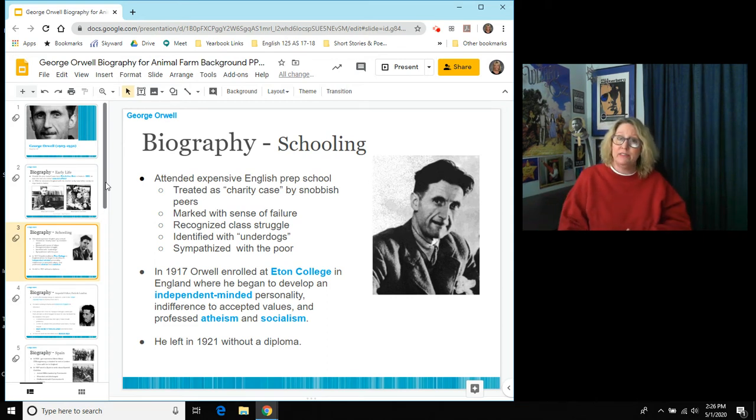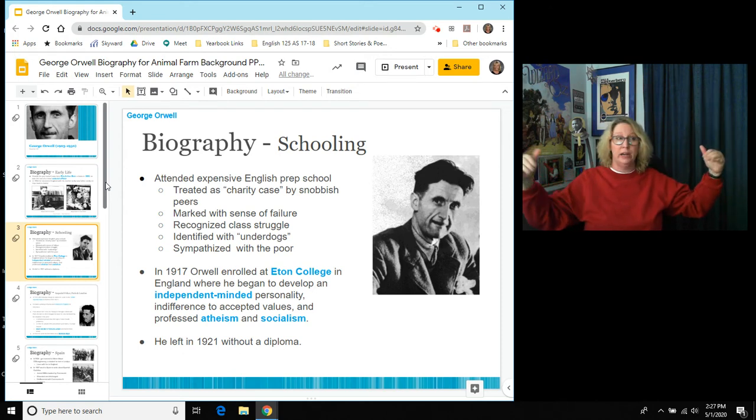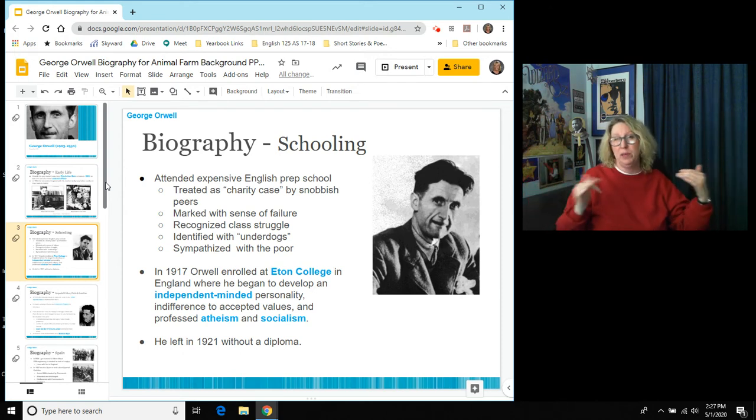Now, in 1917, he enrolled in a college called Eton College. It's in England, and that's where he began to become very independent. He didn't really accept class values, and he even professed atheism, which means you don't believe in God, and socialism, which means you believe in caring about all people equally, kind of giving everybody care instead of people having to struggle. Maybe we work together collectively. So again, that's going to be important to your understanding of the novel.